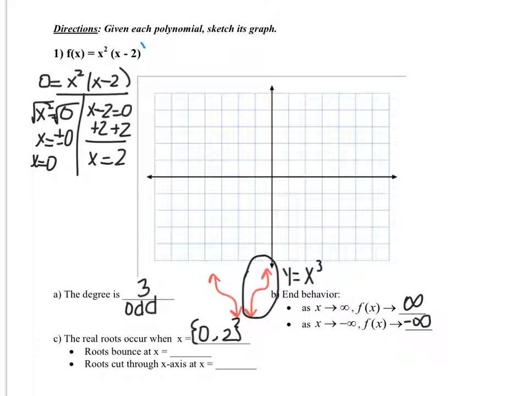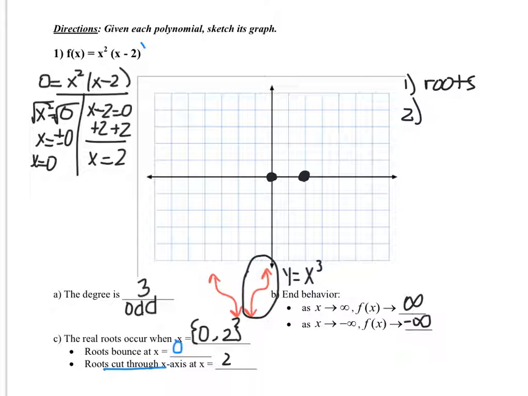Now, we said before that roots will bounce if they have an even power. So at x squared, we're going to have a bouncing root. And I'll show you what that means in a minute. And roots will cut through the x-axis when I have an odd power. So I have an odd power here, so they'll cut through at x equals 2. So the first thing we want to do is graph our roots. I have a root at 0 and a root at 2. So step 1 is to graph the roots.